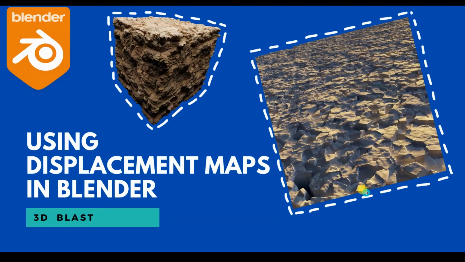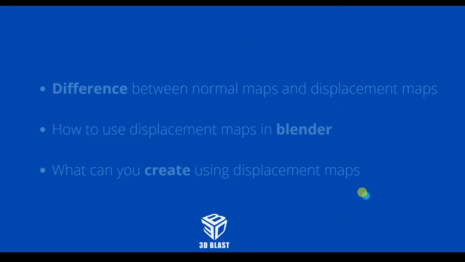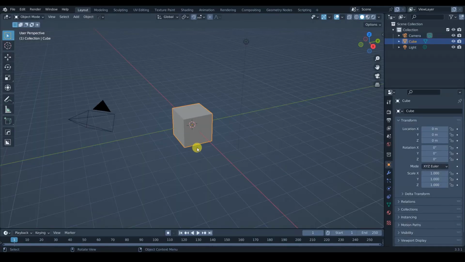So today we're going to be learning how to use displacement maps in Blender. The main things we're going to cover are the difference between normal maps and displacement maps, how to use displacement maps in Blender, and of course what you can create using displacement maps. I'm going to show you an image I did a while ago, and this is just using displacement maps, okay? Only textures, but with displacement maps, and you can create all sorts of things. So let's just dive into Blender right now.